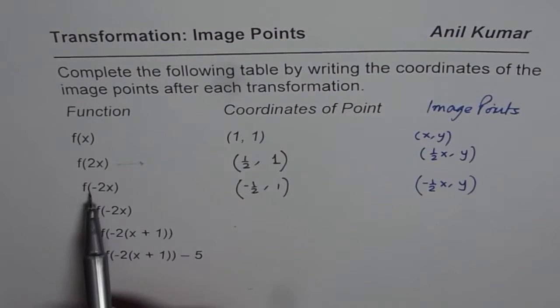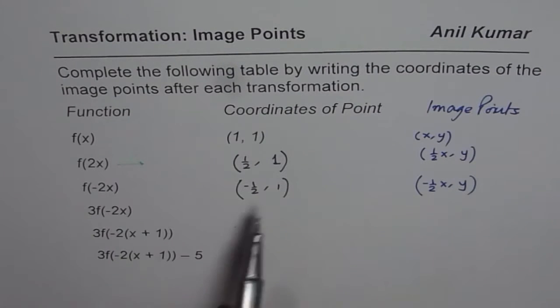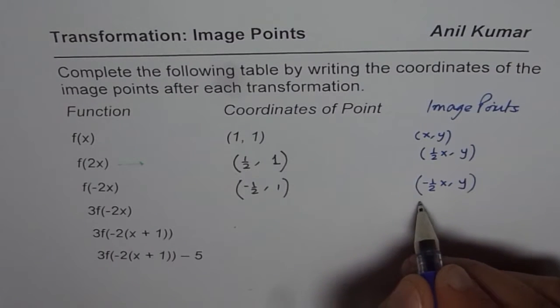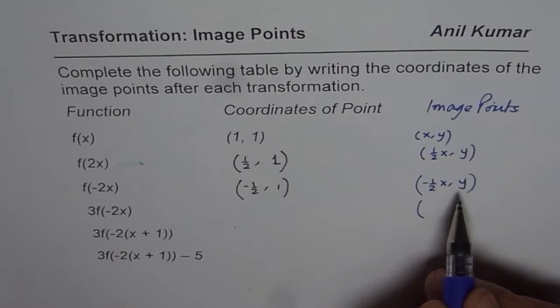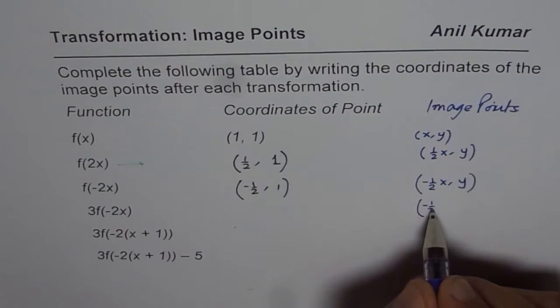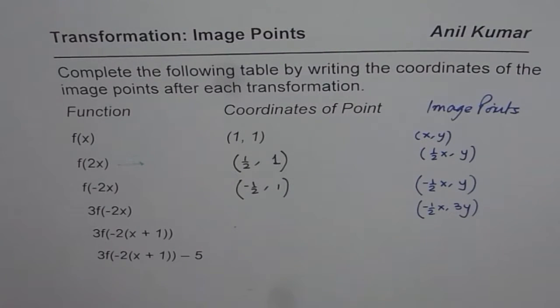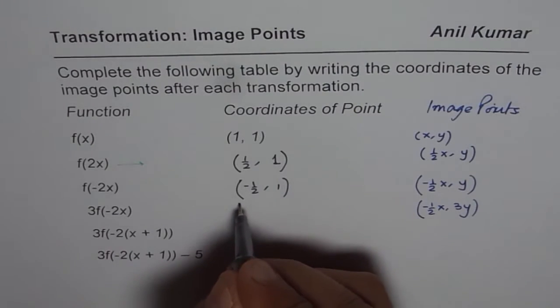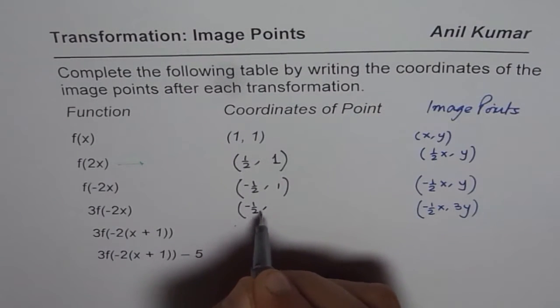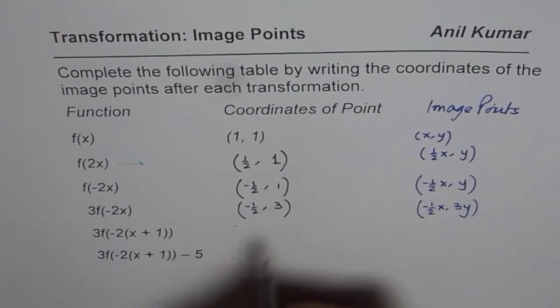Now if I multiply the above function f(-2x) by 3, it means we have a vertical stretch by a factor of 3. Vertical stretch will change the y coordinate value. So the point will be (-2x, 3y), so the y value gets multiplied by 3. Multiplying the y value by 3, we get (-1/2, 3).